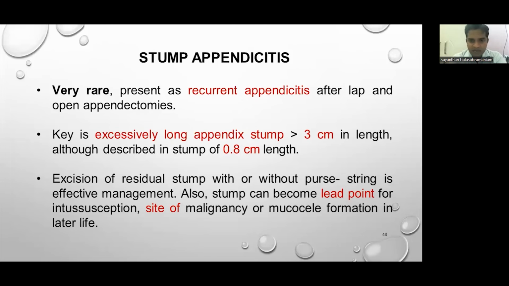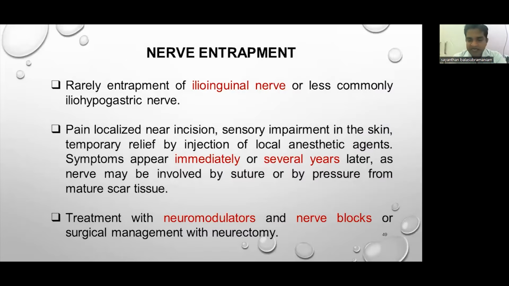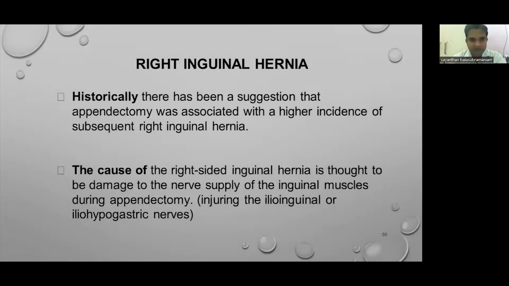Nerve entrapment mainly happens during open surgery. During open surgery, we may sometimes damage some nerves, especially the ilioinguinal nerve and iliohypogastric nerve. These may be damaged or trapped with sutures. So following surgery, the patient may have torrential, severe pain because of entrapment of the nerve. Usually we can manage with neuromodulators, some medications and sometimes nerve blocks. Very rarely, surgical neurectomy is necessary.